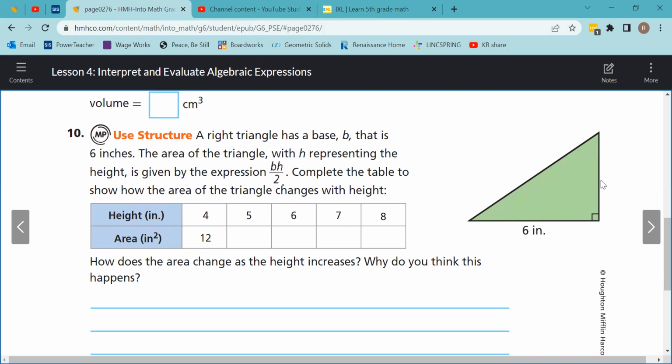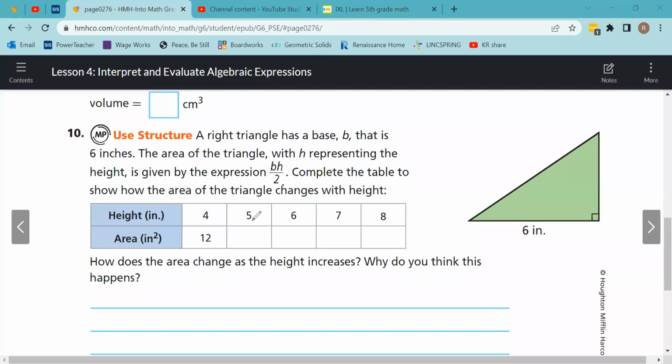So if your base is 6 and your height is 4, 6 times 4 is 24. Divide that by 2, you get 12, right? Your base is 6. If your height is 5, 6 times 5 is 30. Split it in half. You get 15. 6 times 6 is 36. Split it in half. 18. 6 times 7, 42. Split it in half. 21. 6 times 8, 48. Split it in half. 24.